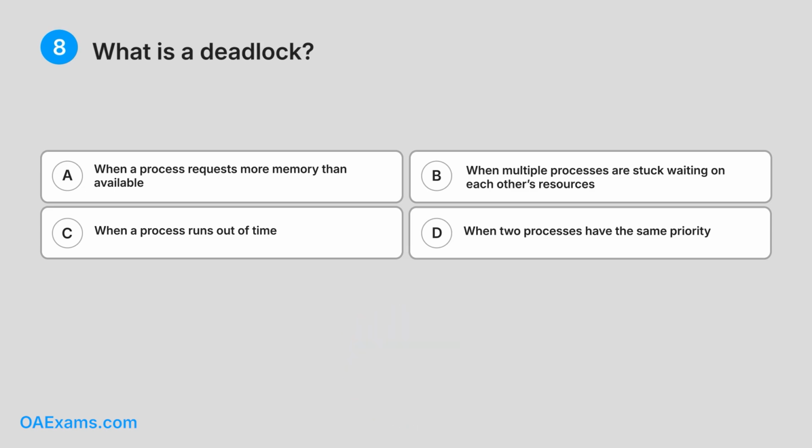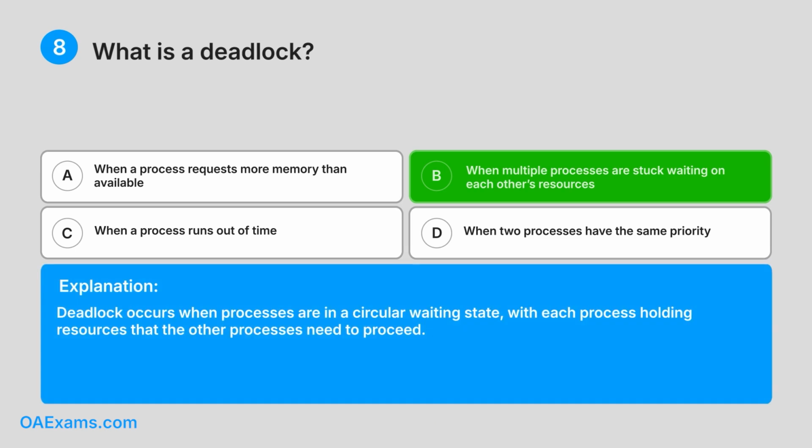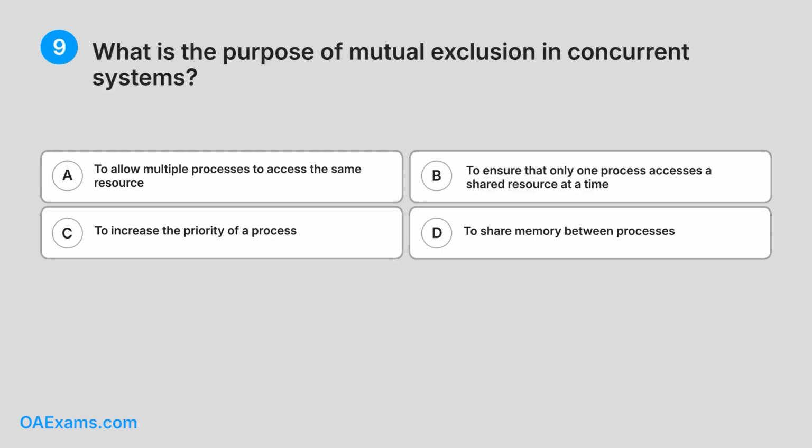Correct answer: B. When multiple processes are stuck waiting on each other's resources. Explanation: deadlock occurs when processes are in a circular waiting state, with each process holding resources that the other processes need to proceed.